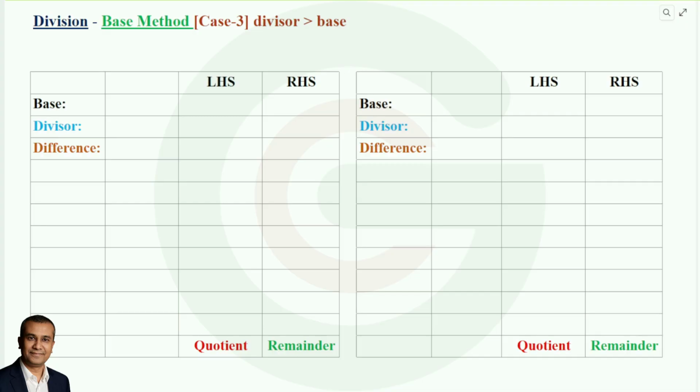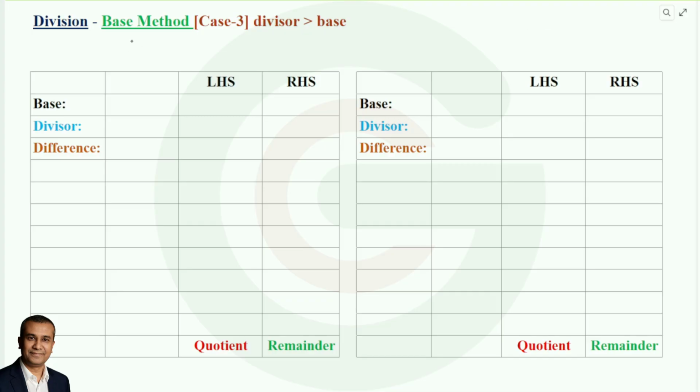Now we will discuss case 3, where divisor is greater than the base. In the previous examples we have seen that the divisor is less than the base. For example, a divisor is 88. Its base would be 100, where 88 is less than 100. But here we are going to take up some examples where the divisor is greater than the base. Then there would be a slight modification in the method.